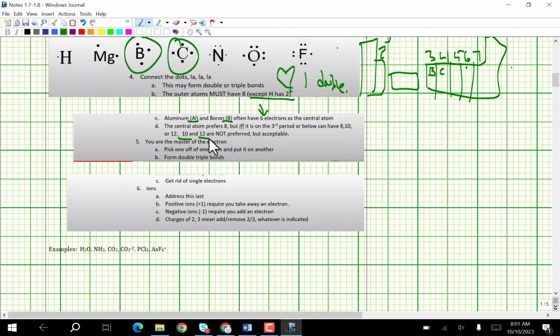So we want to obey the octet rule. We want to go out our regular door. But if it's on the third row or below, I'm going to focus on this part over here. This is nitrogen, oxygen, fluorine. Below nitrogen is phosphorus, sulfur, chlorine. These guys right here cannot do it. No.